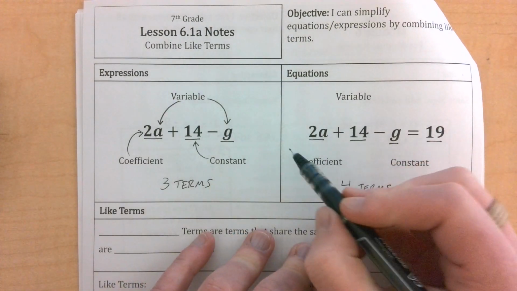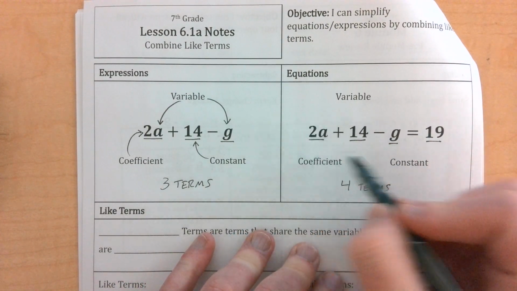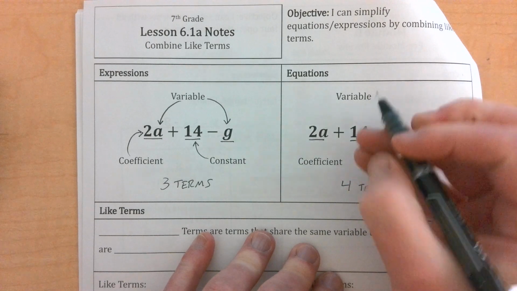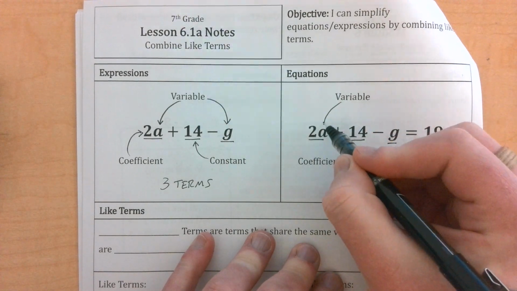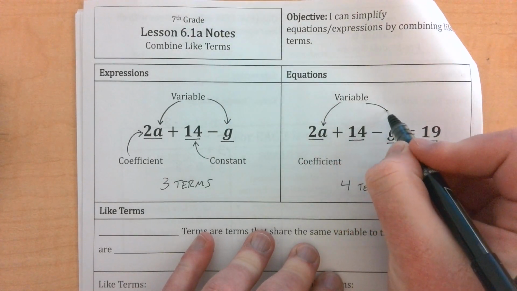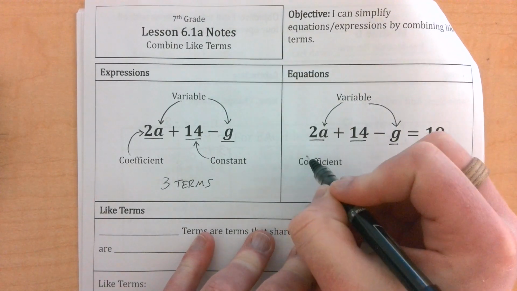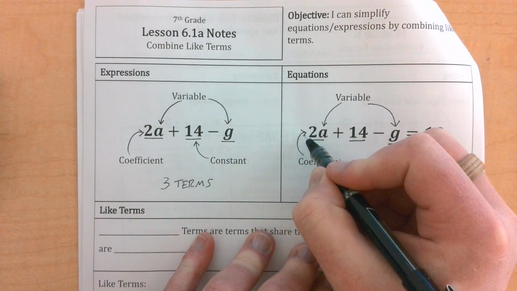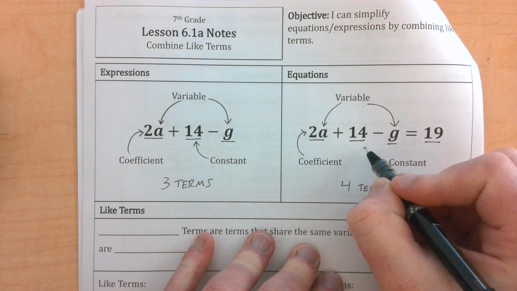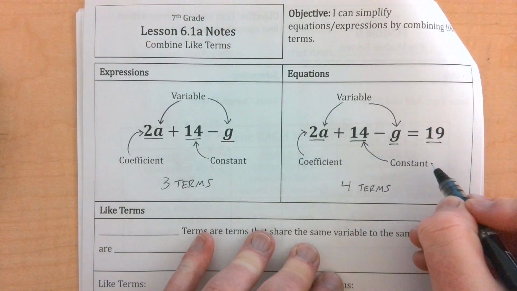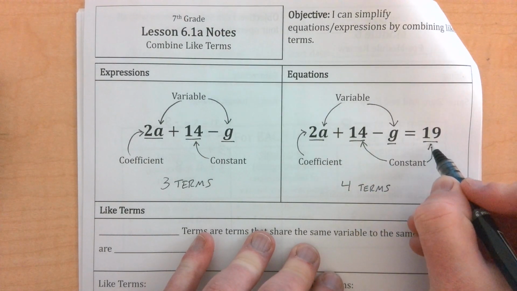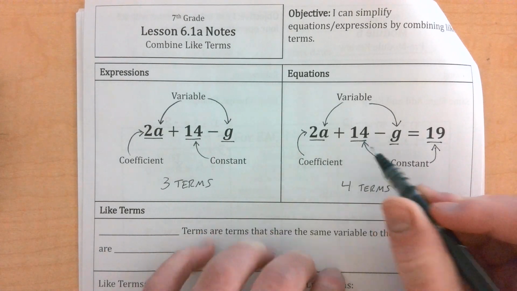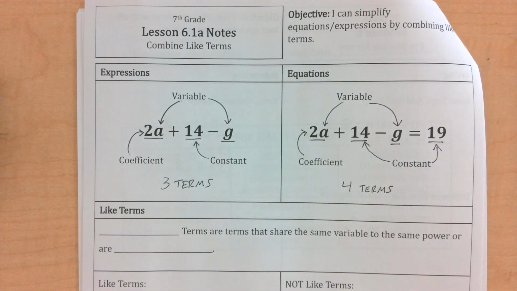Now over here, same thing. It's the same terms on the left side of the equal sign. Our variables are still a and g. We still have 2 as a coefficient. But this time, not only do we have 14 as a constant, but we also have 19 as a constant. These are both just numbers by themselves.